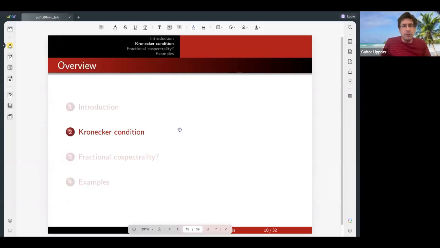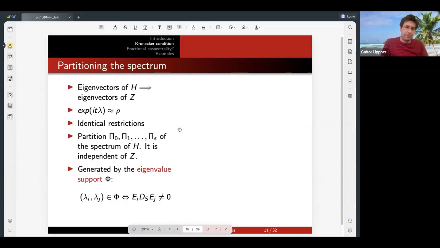But I'll start first by deriving some sufficient and necessary conditions for pretty good fractional revival. And this will be a generalization of this Kronecker condition that is well known in the pretty good subfield of state transfer. Okay, so I'll try to scribble here.